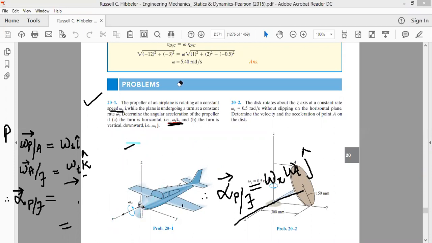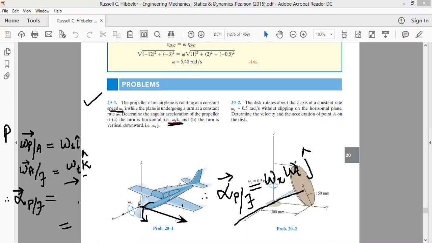So from the expression we are obtaining that the angular acceleration of the propeller with respect to the ground is along the j-axis, along the y-axis. So the angular acceleration is along the y-axis. Okay, so if the angular acceleration is along the y-axis, if we keep our thumb in the direction of the arrow along the y-axis, then essentially our fingers will curl in the anti-clockwise direction.